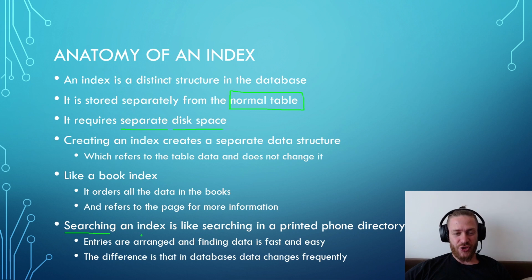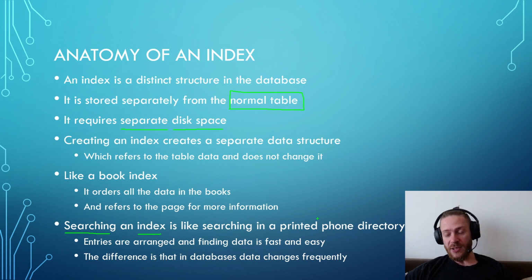And when you search an index, you are searching like a printed phone book. If you have a phone directory containing all phone numbers in a city, usually the names of the owners of these phone numbers are sorted alphabetically. So it will be very easy for you to find John Smith, for example. You will go to S and find Smith and then look for John in the second column. So searching in an ordered data structure is very fast and very efficient.